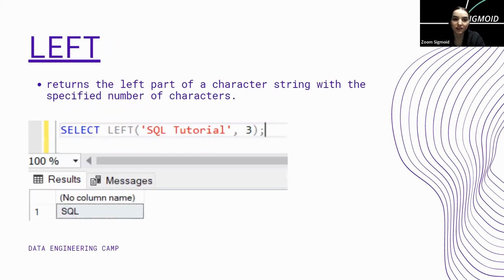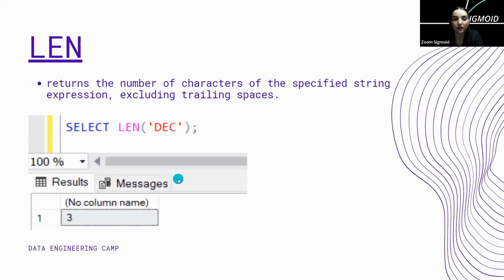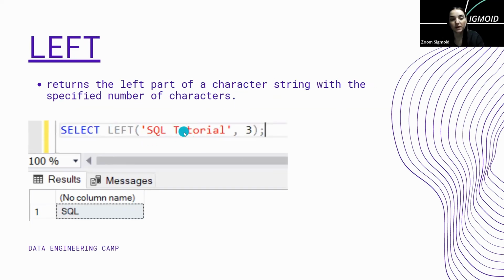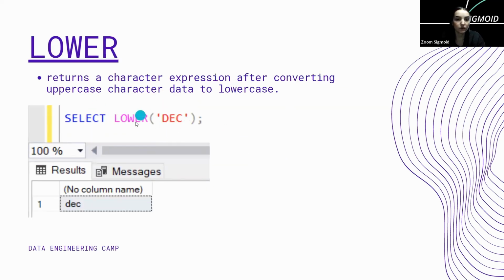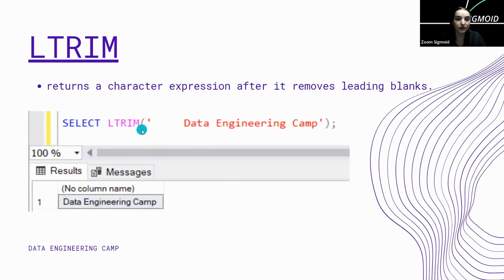It's a nice function. We have LEFT. It returns the left part of a character string with the specified number of characters. We have SQL tutorial and we select the first three, and it returns us SQL. We have LEN. LEN returns the number of characters of a specified string expression, excluding trailing spaces. So it excludes a space and returns the length. LOWER converts to lowercase and we got DEC. LTRIM returns a character expression after it removes leading blanks. So data engineering camp, we got this string.